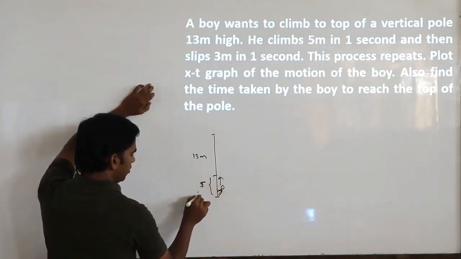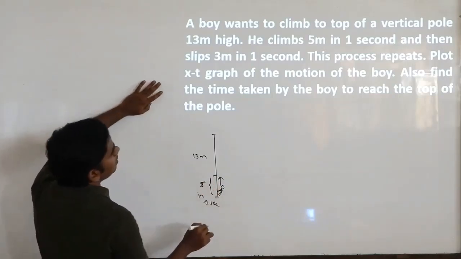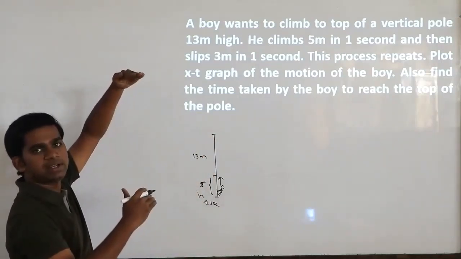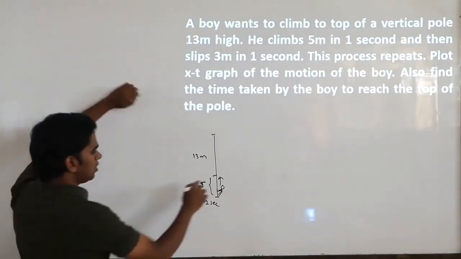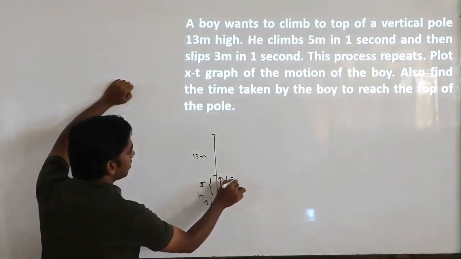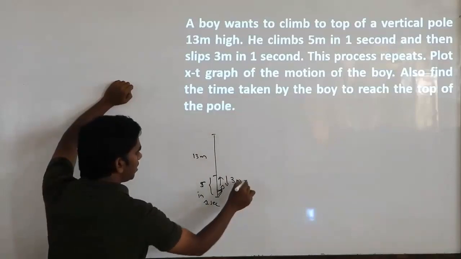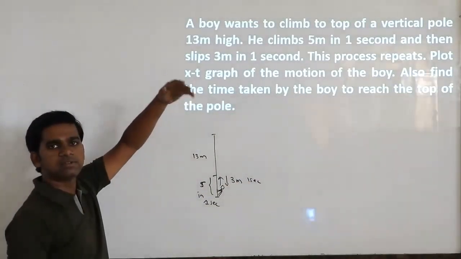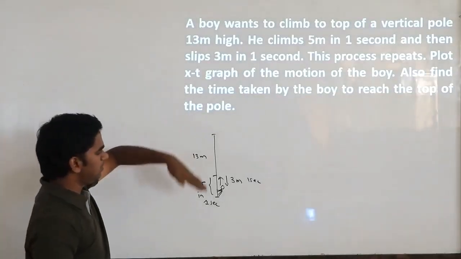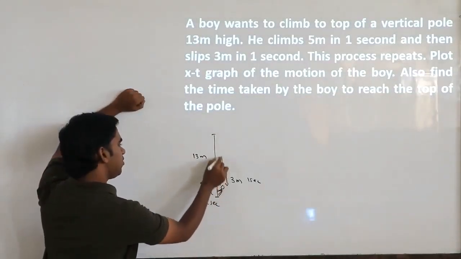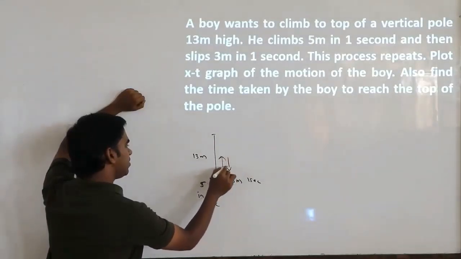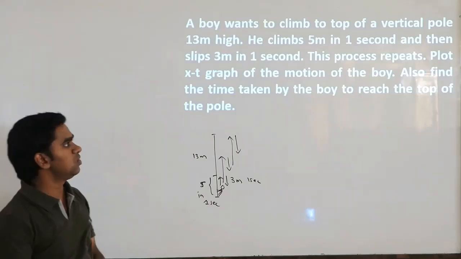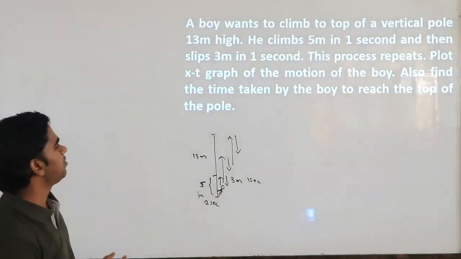Then he will slip. He will climb 5 meter in 1 second. Again, what will happen? He will slip down. So he will come down for 3 meter, again in 1 second. He climbs for 5 meter in 1 second, then he will slip for 3 meter in 1 second. Again he will climb for 5 meter, again he will slip. This process repeats.